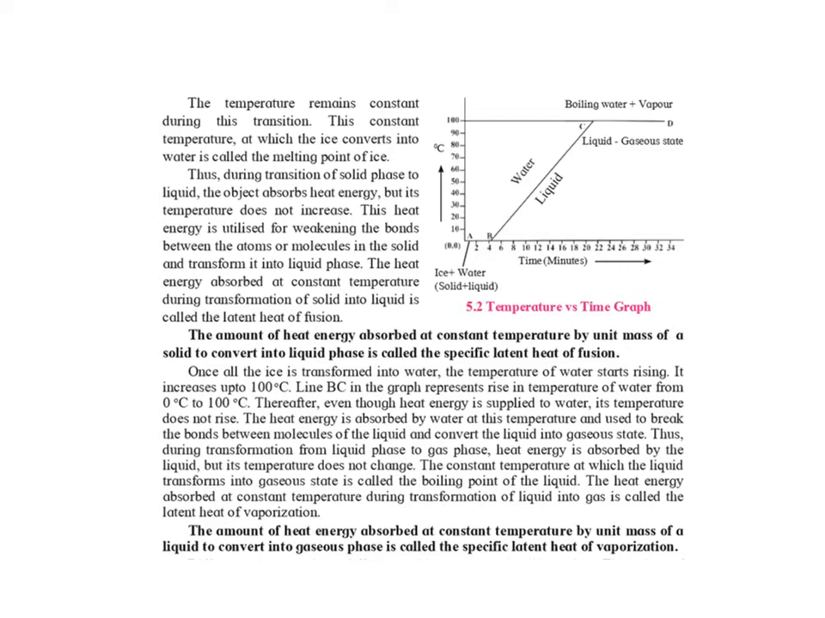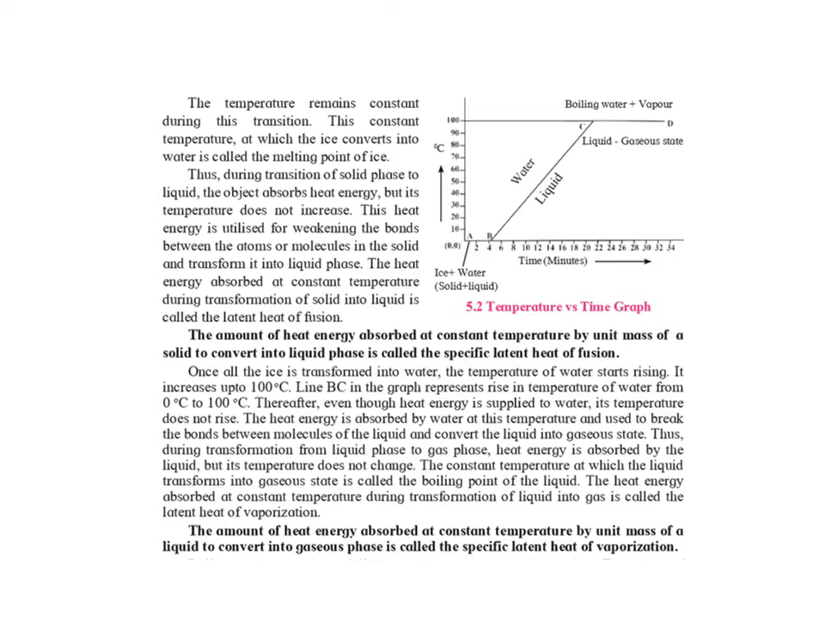This constant temperature at which ice converts into water is called the melting point of ice, and we know that it is 0 degrees Celsius. Thus, during the transition of solid phase to liquid, that means from ice to water, the object absorbs heat energy but the temperature does not rise. Then where is the heat energy going? This heat energy is used for weakening or breaking the bonds between the atoms or molecules in the solid state and transforming it into liquid state.